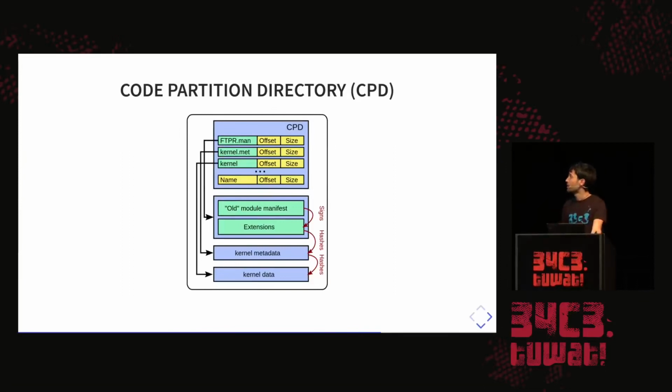Now they are indexed by the code partition directory, the CPD, as depicted in the picture. So we have 3 different types of entries, which are the name of the partition .man, which is the old manifest plus the extensions, a module metadata, and the module data. As you can see, also the signature scheme had changed. So there is the old module manifest that signs the extensions, that hashes the kernel metadata, that hashes the kernel data. But luckily for us, the lazy evaluation of the hashes is still valid, so we can exploit again the lazy evaluation to remove as many code modules as possible.